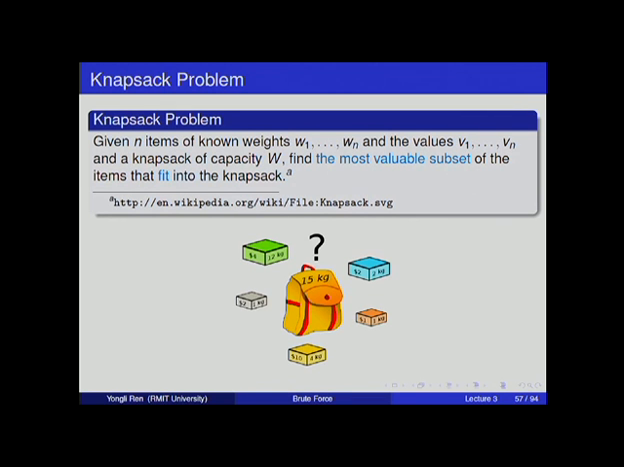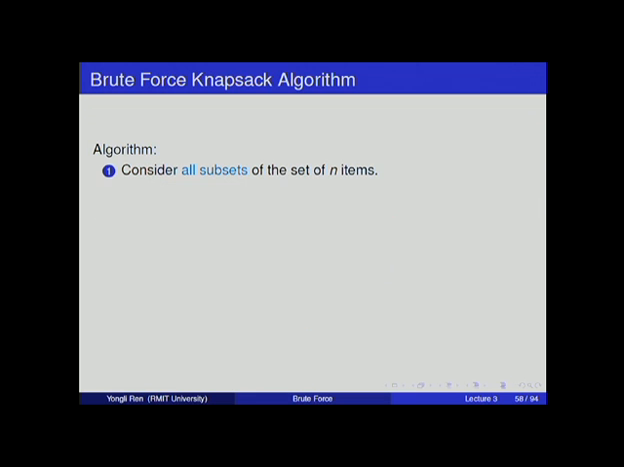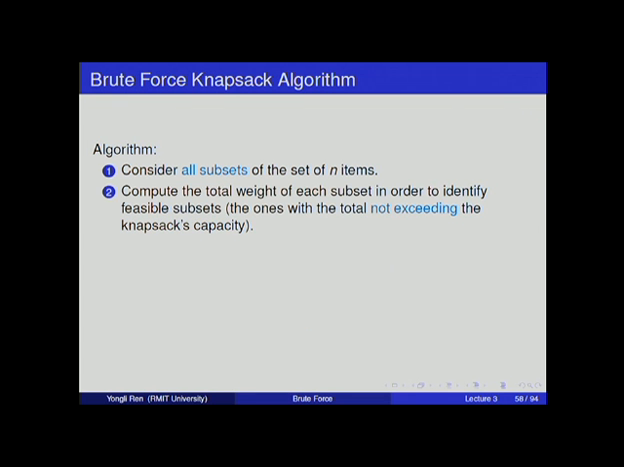Now, how to do that? We can use a brute force strategy. We enumerate all the possible subsets of all these items, and then we select the best answer. So that will be the way we do it. That is brute force. Now what we do is consider all the subsets of the set of n items, compute the total weight of each subset, and then find the subset with the largest value among them.